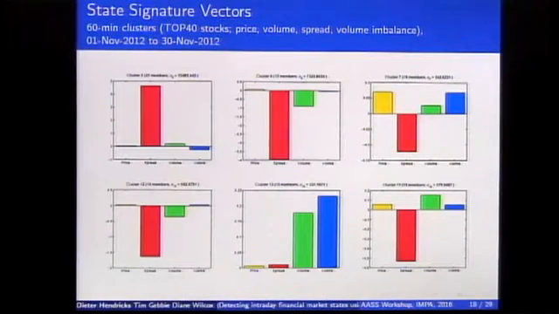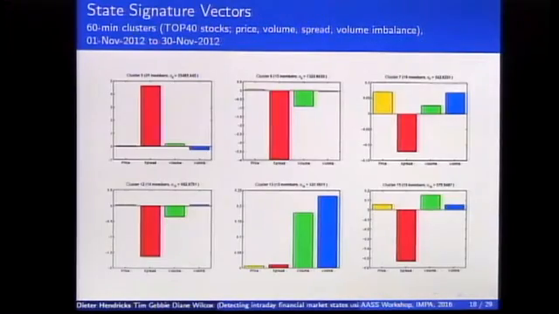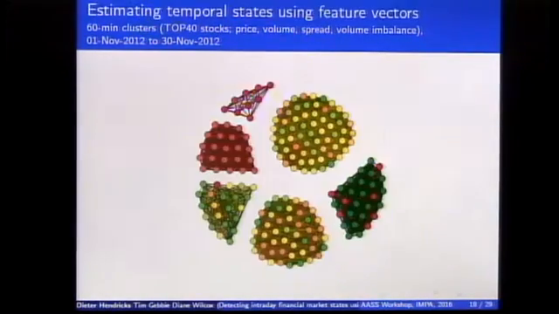Then what we're going to do is extract these state signature vectors, which is essentially the average pattern of feature performance across all the periods in a cluster, across all the stocks. So very crude, but just one candidate approach. These are essentially our 6 candidate states. Out of all of these, 6 satisfy the power law according to that approach, and these are the 6 signatures of activity.